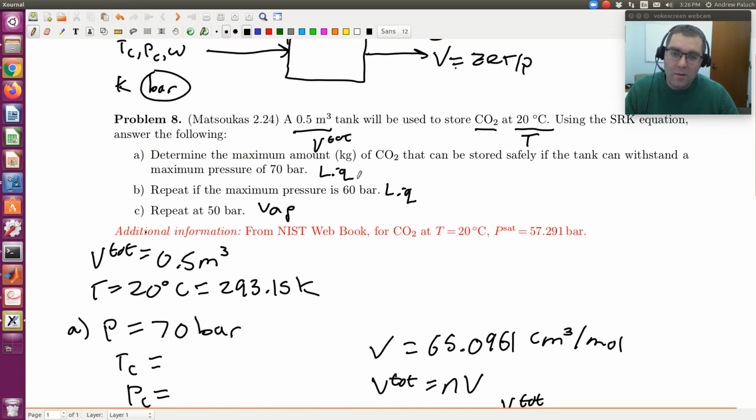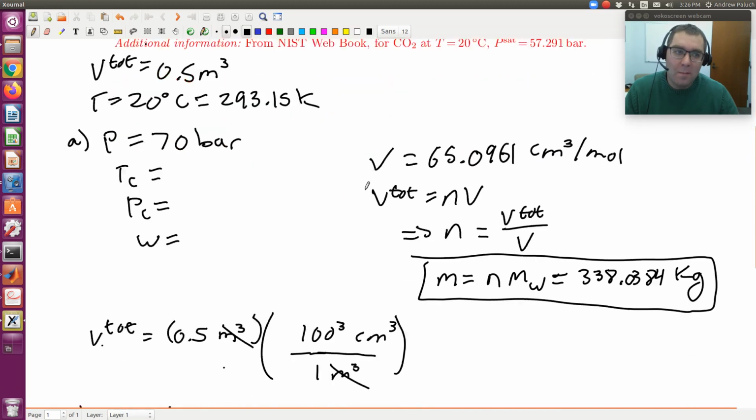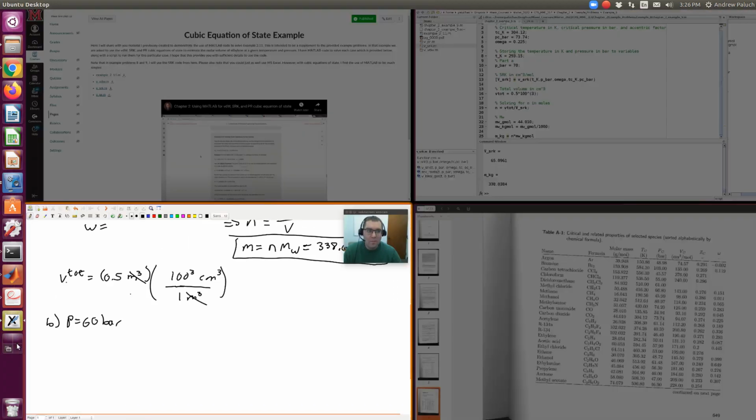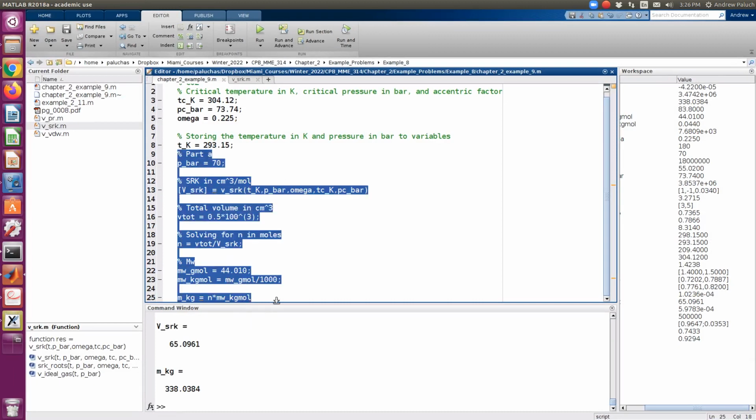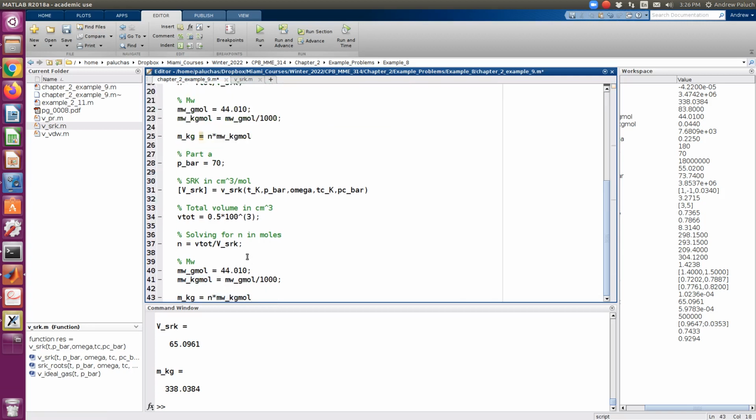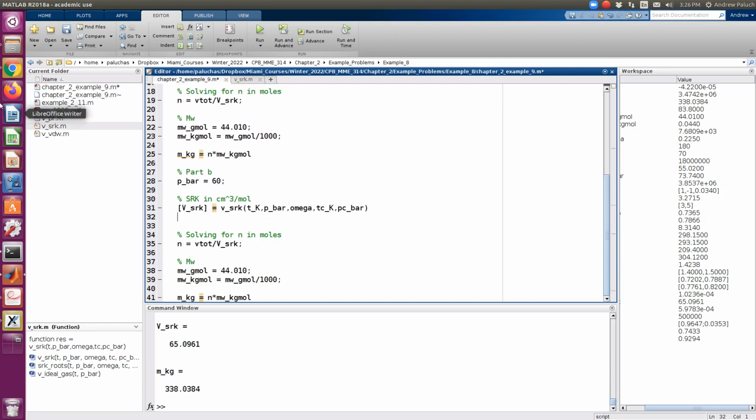I have a liquid, I'm changing the pressure, but temperature is constant. So I would assume that the volume wouldn't change much. I would expect that the amount that the tank can hold is going to be pretty similar. It might decrease a little bit because I'm changing the pressure, but I would assume it's going to be pretty similar. So for part B, I just need to update the pressure and recompute part of this. Now for part B, my pressure is 60. Calculate volume the same. Total volume's already been defined, so that's good.